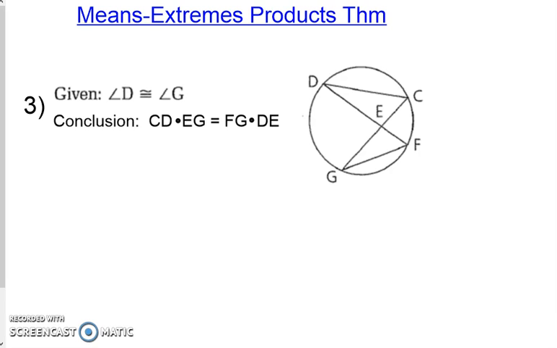Okay, next proof here, and we're going to make use of this means extremes product theorem we talked about in that first section, 8.1, to reach a little different conclusion, and it is this that you see there. But again, we're going to go about this first by proving that the triangles are similar. So let's mark our given information and set up our proof.